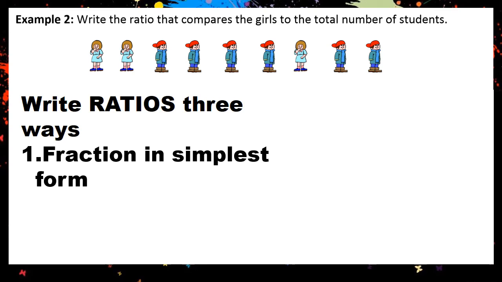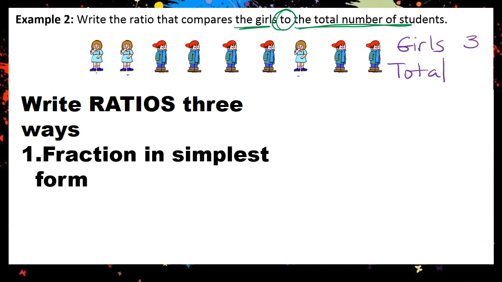First of all, we need to figure out some useful information here. It says write the ratio that compares the girls. We're going to circle the word to, because that's going to tell us the colon, the fraction bar, the word to. And then we're looking for the total number of students. So first step is we're going to count the number of girls here. Write down girls, and we need to come up with a total. So the number of girls here, we have 1, 2, we have 3 girls.